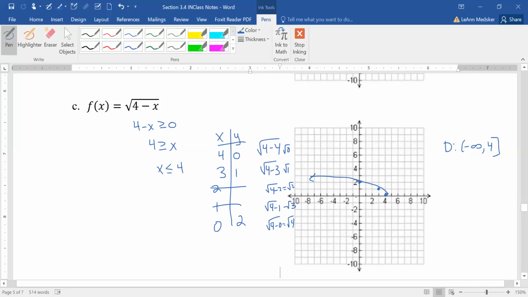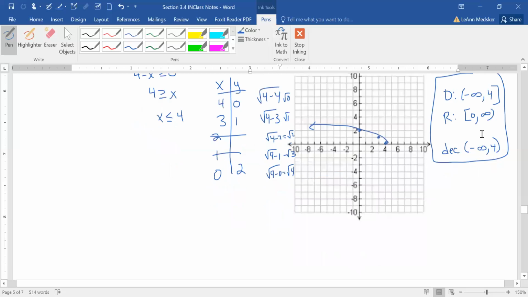So the domain we already had was -infinity up to 4. The range, the lowest my graph ever gets is 0. And it goes up forever. It's just going up very slow. This one is completely decreasing. So this is a downward hill the whole way from left to right. And it's only on its domain though. So this is decreasing from -infinity to 4. And we don't include that when we talk about the decreasing. Remember, we don't include a single point when talking about decreasing, increasing, or constant.